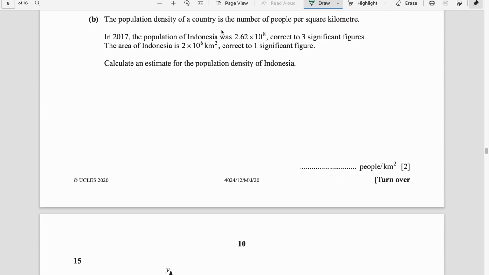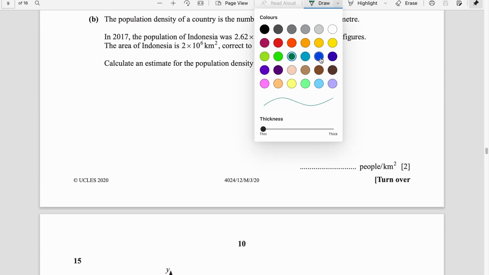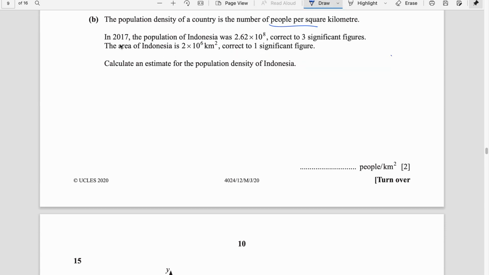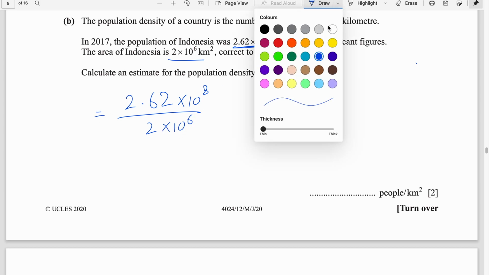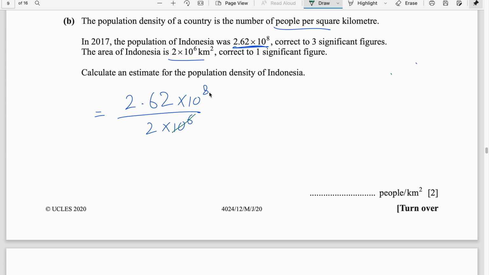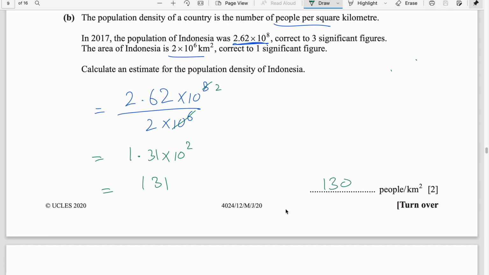Part B says the population density of a country is the number of people per square kilometer. So the population of Indonesia is already given. This is the population, this is the area. So 2.62 times 10 raised to the power 8 divided by 2 times 10 raised to the power 6. To get the population density, 6 goes with 8, you're left with 2. 2.62 is an even number, divide by 2, so this is 1.31 times 10 raised to the power 2. If you multiply this, we get 131. Either you write 131 or 130 in the answer space, both are correct.